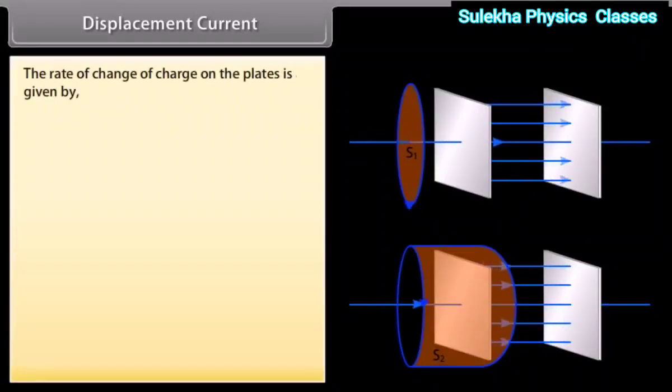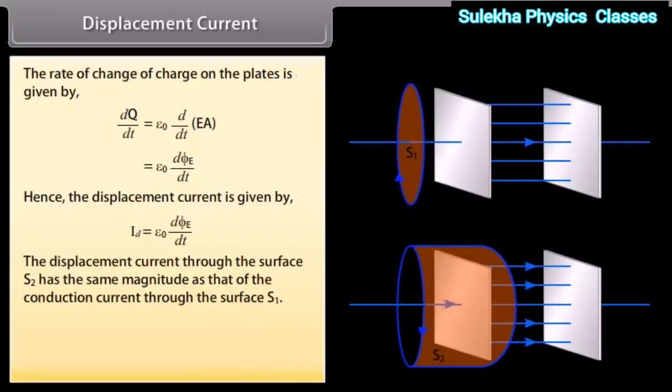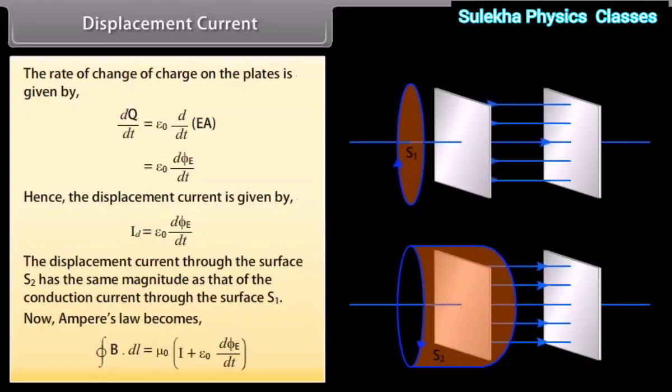The rate of change of charge on the plates is given by epsilon naught d/dt of EA, which is equal to epsilon naught d phi E by dt. Hence, the displacement current is given by I_D equals epsilon naught d phi E by dt. The displacement current through the surface S2 has the same magnitude as the conduction current through the surface S1. Now, Ampere's law becomes the closed integral of B dot dl equals mu naught multiplied by I plus epsilon naught d phi E by dt.